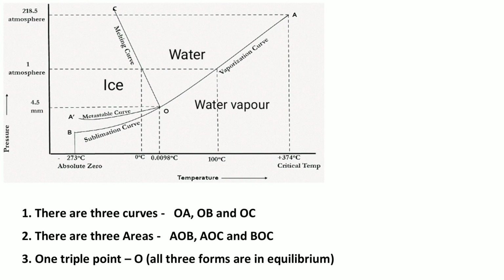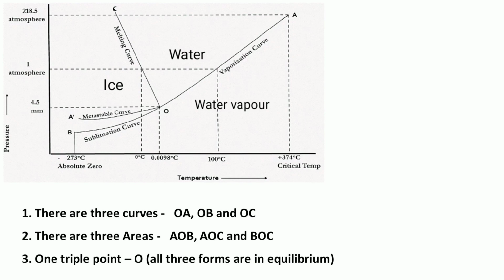Curve OA starts from point O and ends at point A, which is called the critical temperature. Above this critical temperature, there is a negligible amount of water present in the liquid state. Along curve OA, liquid and vapor phases are in equilibrium. Therefore, this curve is also known as the vapor pressure curve of water.